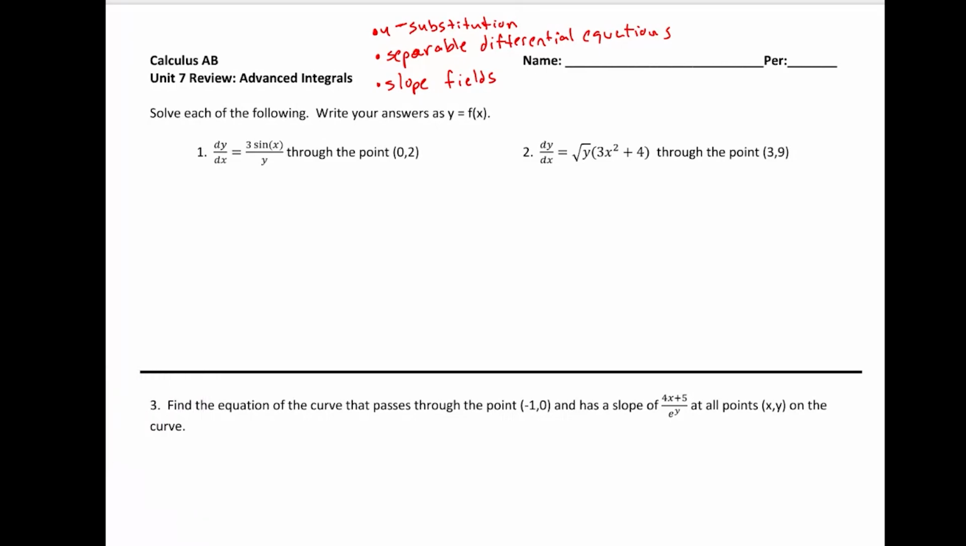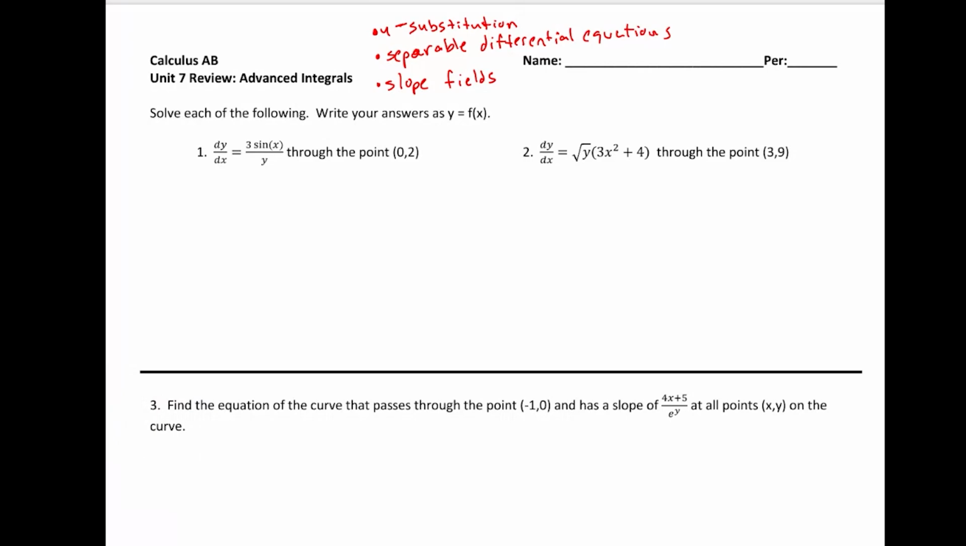You can expect that the test will cover the same content. I wouldn't expect the exact same problems to be on that test, but if you feel comfortable with all the material on this review, you should have a high degree of confidence that you're going to perform well on the test. So let's get into the problems.